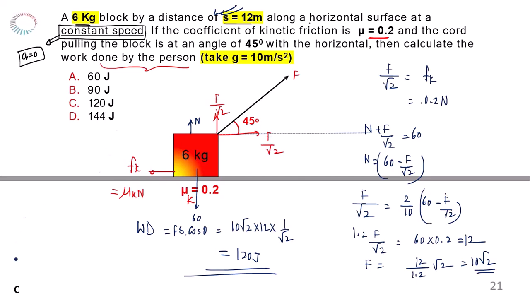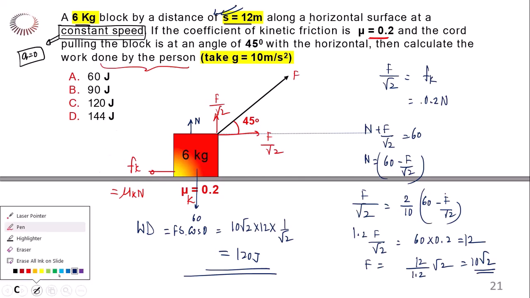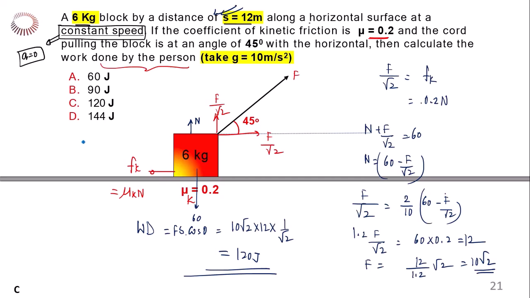So in this situation, the particle is moving with a constant speed. That means you should not apply any kind of acceleration on this. So that means this F by root 2 component is balancing the kinetic friction. And kinetic friction is what? That is mu k times N. Now in order to calculate the N, you should equate the vertical component. So once I equate the vertical component and horizontal component, I calculate the F. Once I calculate the force F acting on the particle, now you can calculate the work done.